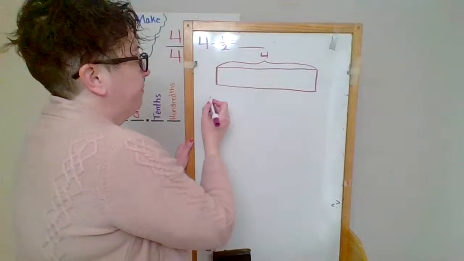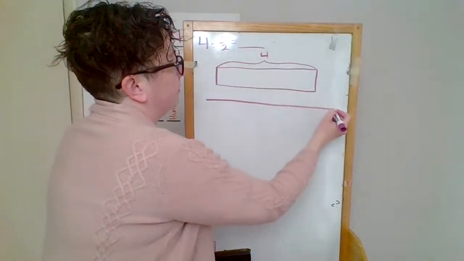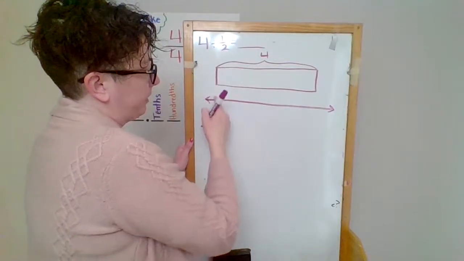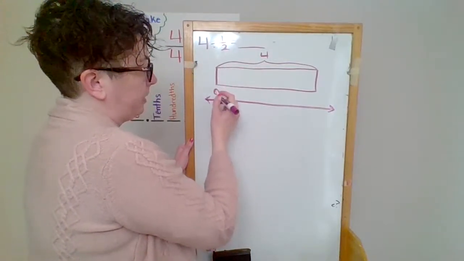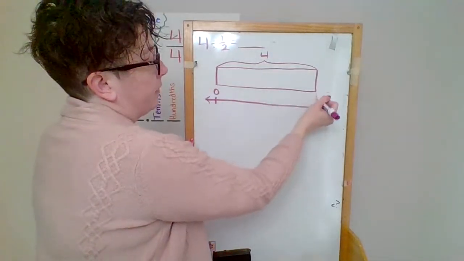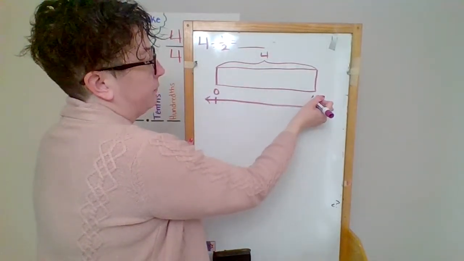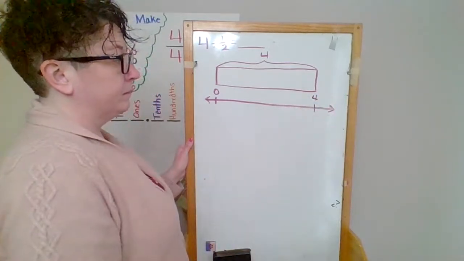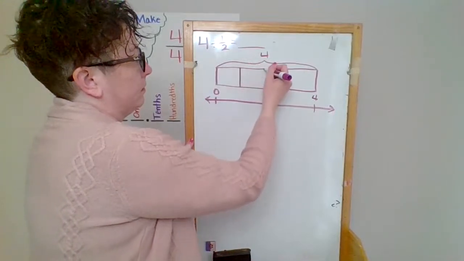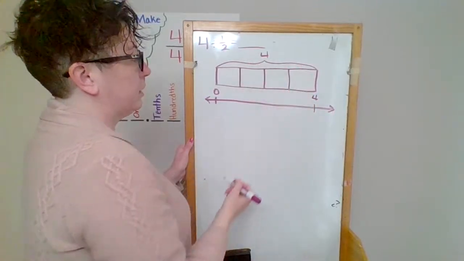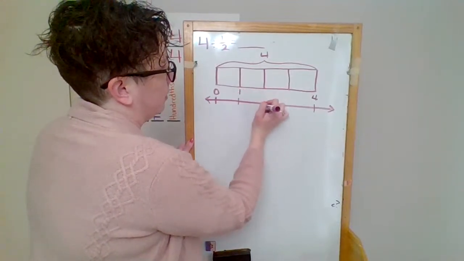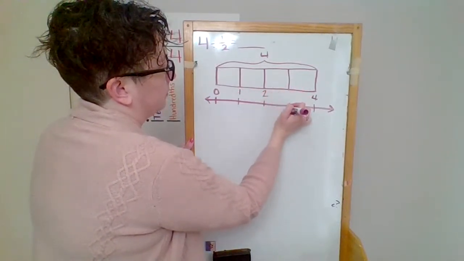Underneath the tape diagram, I want to make a number line. It starts where the tape diagram starts, that's 0. And notice I'm making my whole numbers above the number line. Where the tape diagram ends, that's 4. So if this is worth 4, I want to make 4 parts. Each one of those is a whole. And on the number line, I'll mark each whole.